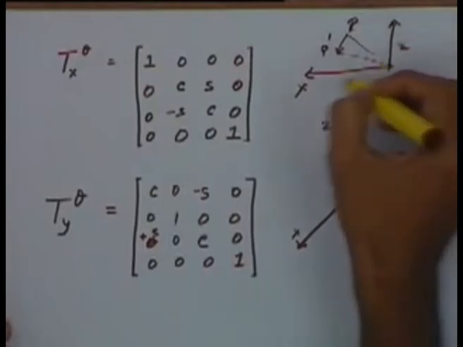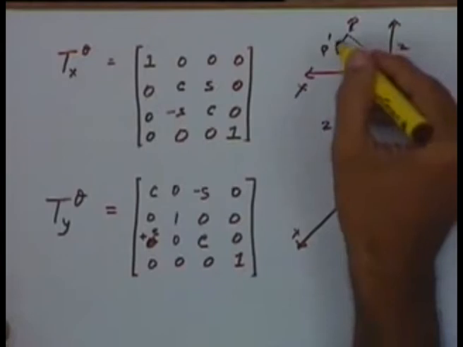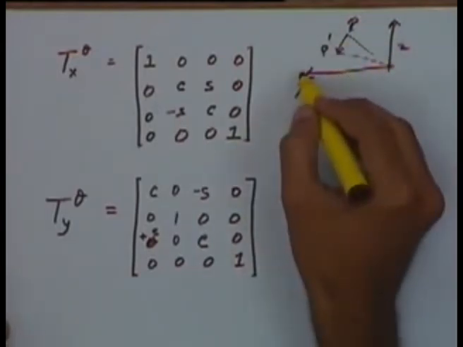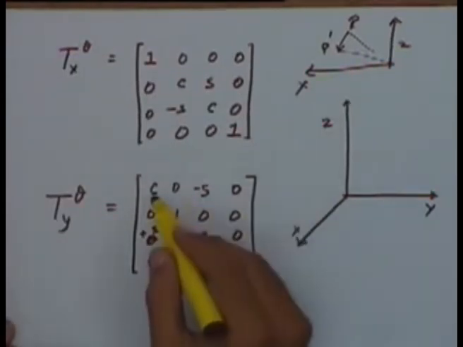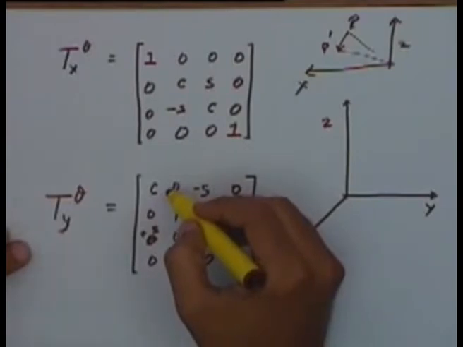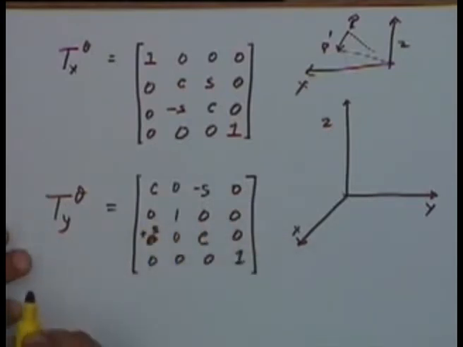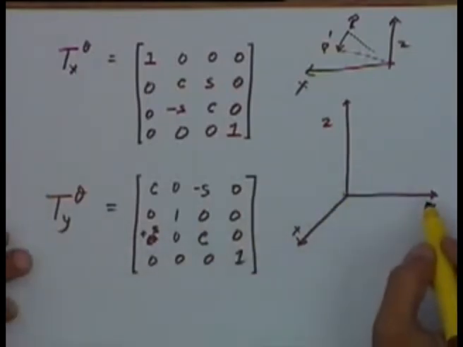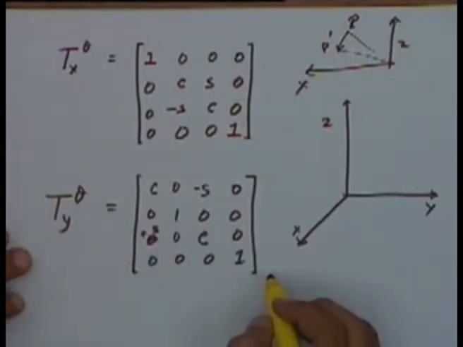You can verify it from this figure. The Z value is decreasing, the X value is increasing. So the X value will be cos theta times X plus sin theta times Z. The Y value will remain unchanged. So when we want to rotate about the Y axis by an angle theta, this will be the transformation matrix.